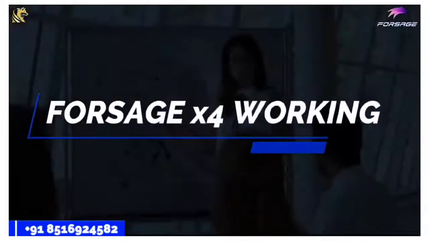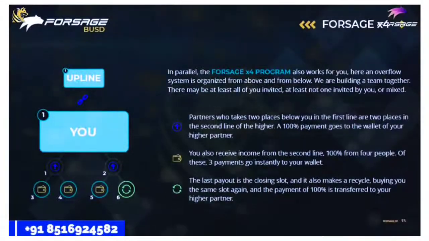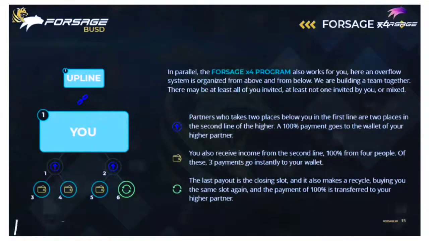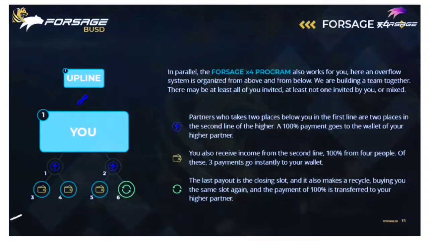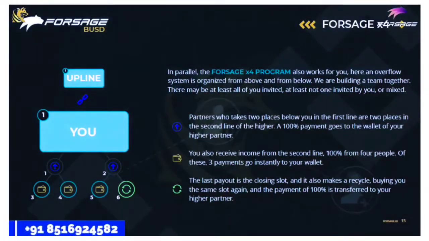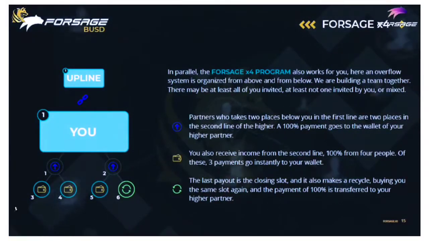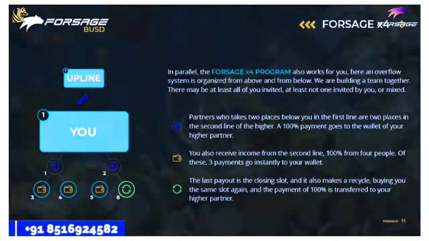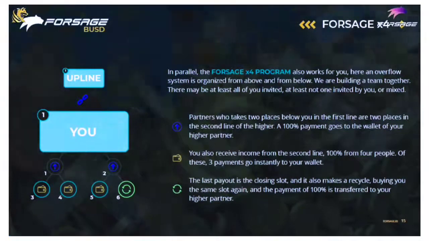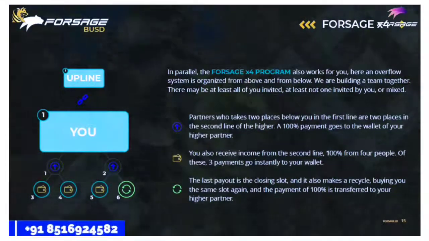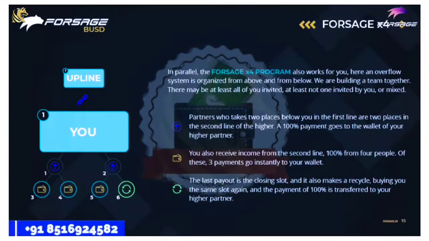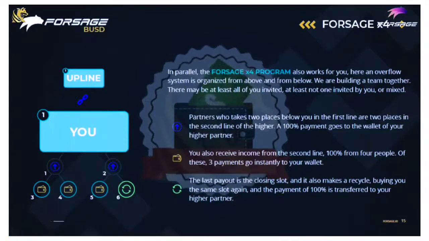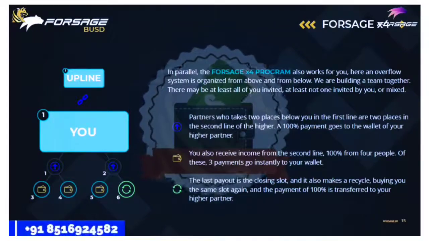So now let's know the working of the Forsage X4 program. Here an overflow system is organized from above and from below. Here Forsage is building a team together. There may be all partners invited by you, none invited by you, or mixed. So partners who take a place below you in the first line are places in the second line of the upline. 100% of the amount goes to the wallet of your upline partner. You also receive income from the second line, 100% from 4 people. Of these, 3 payments go instantly to your wallet. The last payout is the closing slot. It also makes the recycle, buying you the same slot again, and the payment of 100% is transferred to your upline partner.